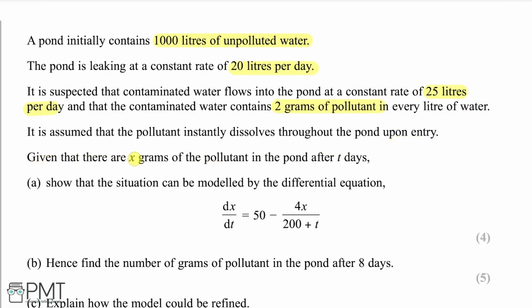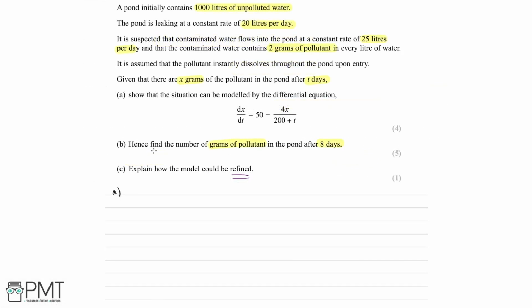Given that there are x grams of the pollutant after t days, we need to, A, show that the situation can be modelled by the differential equation dx by dt is equal to 50 minus 4x all over 200 plus t. So for part A, we want to show that the situation can be modelled by the differential equation dx by dt is equal to 50 minus 4x over 200 plus t.